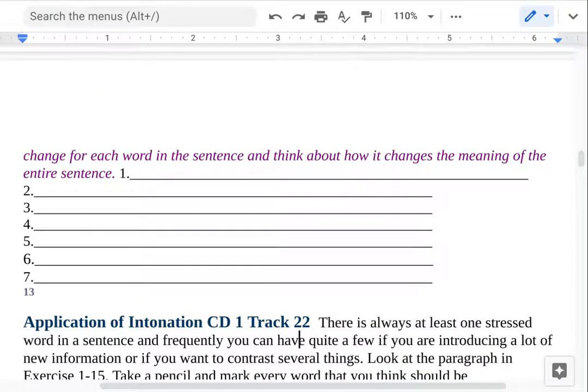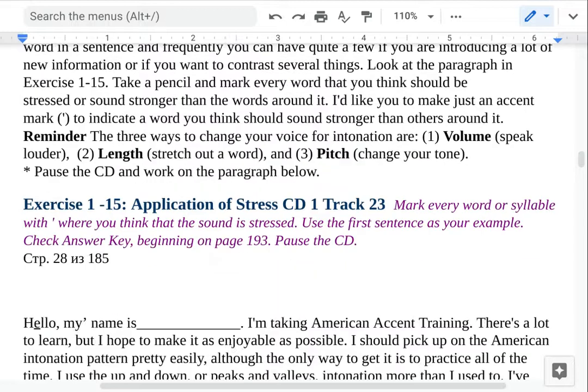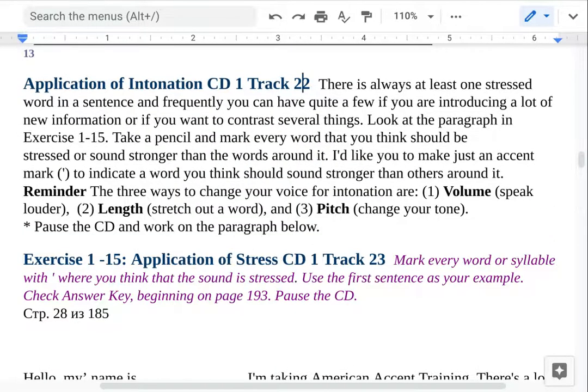Application of intonation. There is always at least one stressed word in a sentence, and frequently you can have quite a few if you're introducing a lot of new information or if you want to contrast several things. Look at the exercise in Exercise 115. Take a pencil and mark every word that you think should be stressed or sound stronger than the words around it. I'd like you to make just an accent mark to indicate a word you think should sound stronger than the others around it.